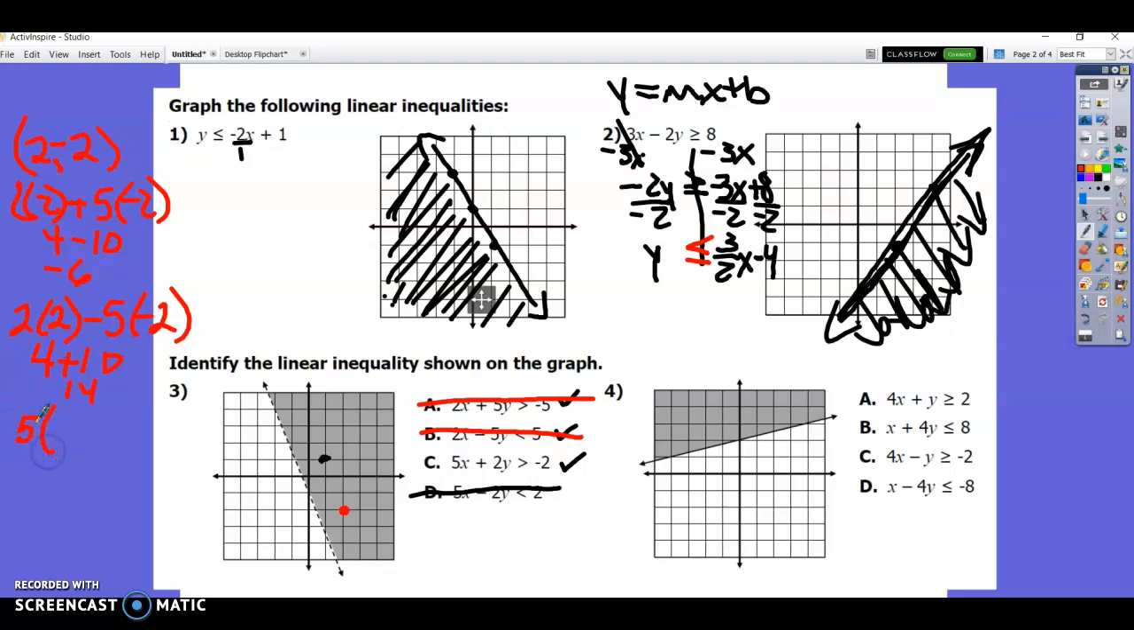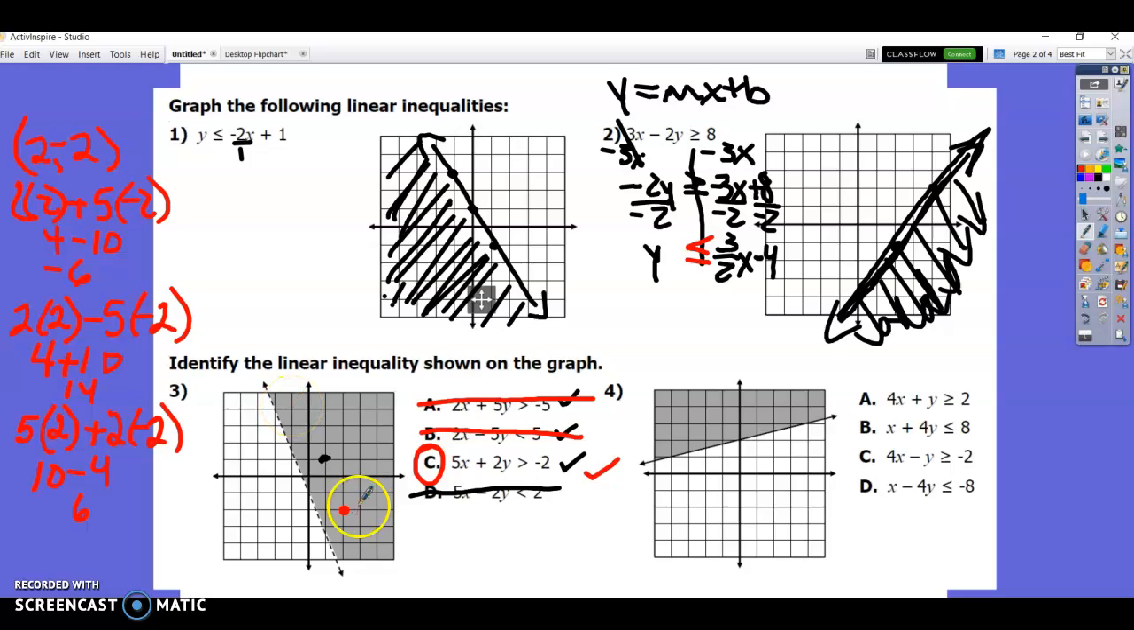So we'll try the C. 5 times 2 plus 2 times negative 2. So that's going to be 10 minus 4, 6. Is 6 greater than negative 2? Yes, it is. So we had to use 2 points to find that, and sometimes you may have to use more points.